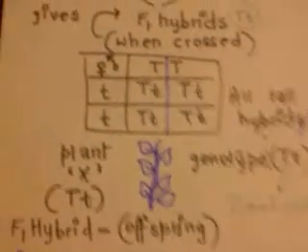Now you must be getting something. You got the hint of what I want to tell. Back cross: crossing of F1 hybrid offspring with any one of the parent. Okay? Back cross means crossing of F1 hybrid offspring with any one of the parent.